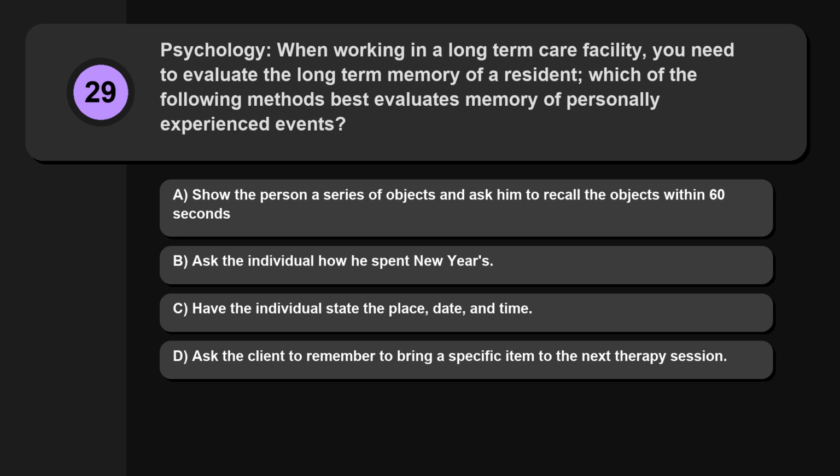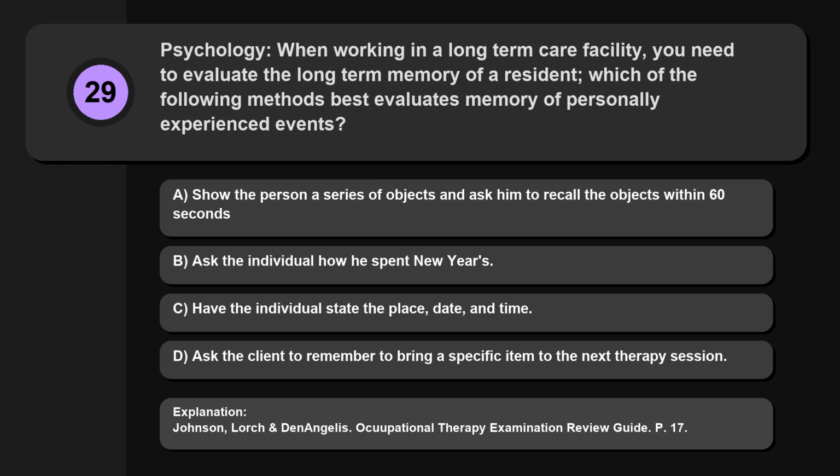Question 29. Psychology. When working in a long-term care facility, you need to evaluate the long-term memory of a resident. Which of the following methods best evaluates memory of personally experienced events? Option A. Show the person a series of objects and ask him to recall the objects within 60 seconds. Option B. Ask the individual how he spent New Year's. Option C. Have the individual state the place, date, and time. Option D. Ask the client to remember to bring a specific item to the next therapy session. The correct answer is option B.